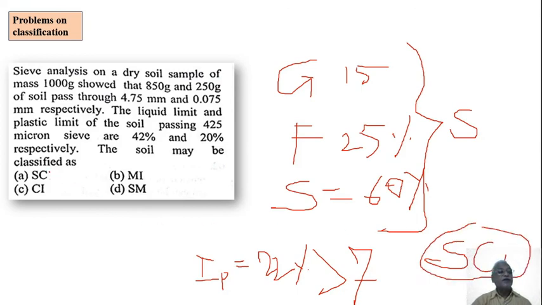SC would be the classification symbol, not SM. If this IP had come less than 7%, say 5%, less than 4%, then it would have been SM. So in this case it is not SM, it is SC. Okay, well, with this we'll stop. Thank you.